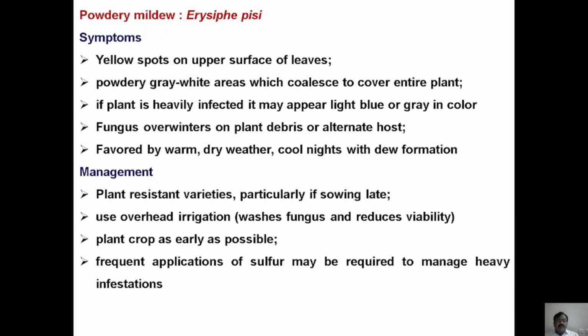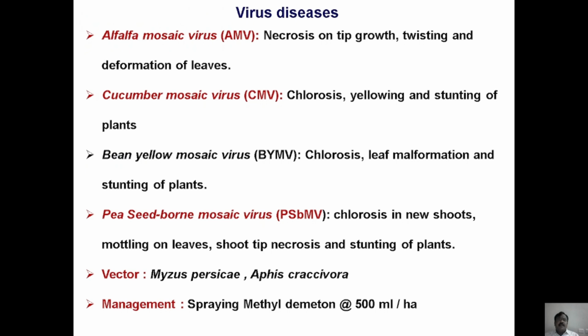and the infection will be much more severe if the plant is sown late. So early sowing is advised to escape from the severe infection of this powdery mildew, and using an overhead sprinkler will be helpful in washing off the surface-borne powdery patches. And plant the crop as early as possible, so that the severe infection can be escaped. And frequent application of sulfur would be helpful in reducing the infection.